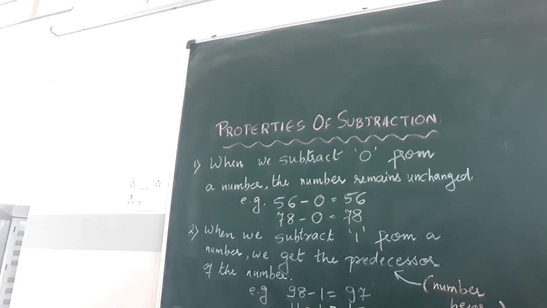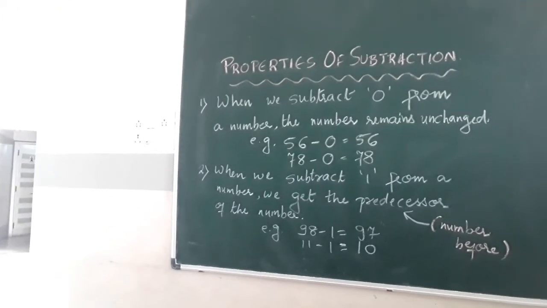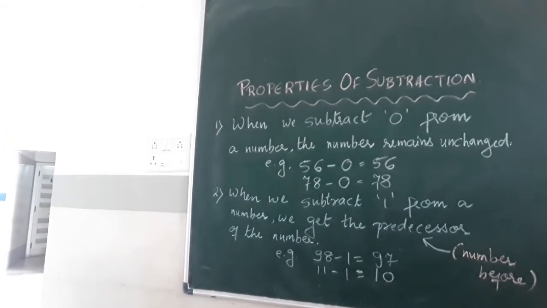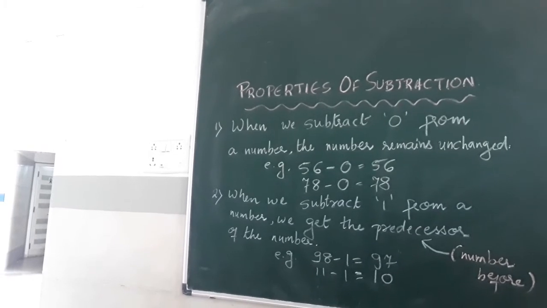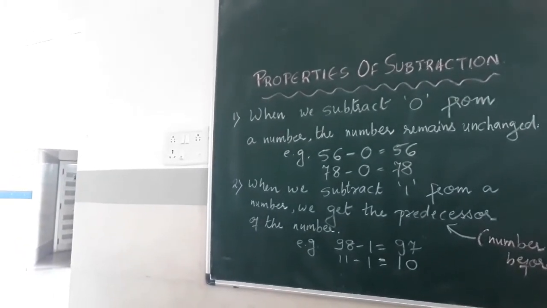See the next example written, 11 minus 1 is 10. So you can read it as 1 is subtracted from 11 and the answer is 10. Or you may think, which is the predecessor of 11? So the answer is 10.